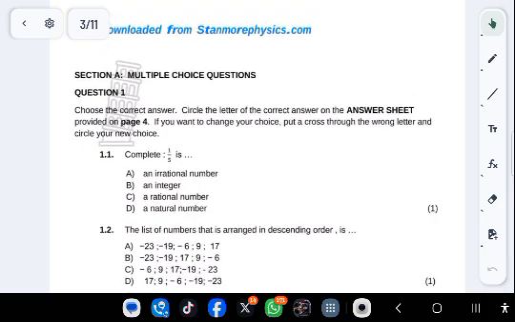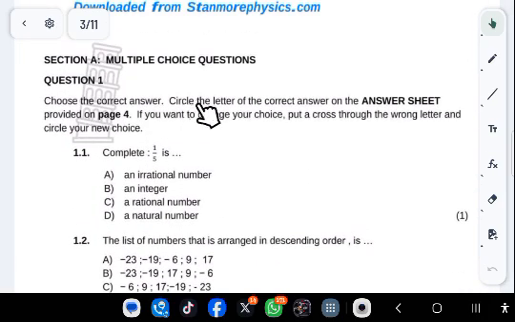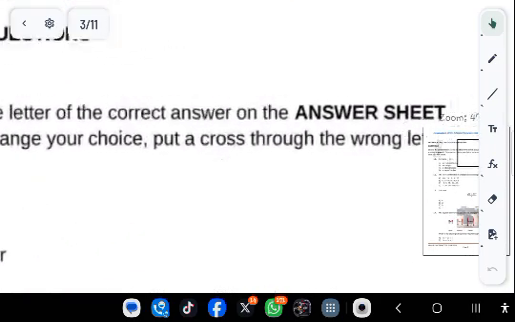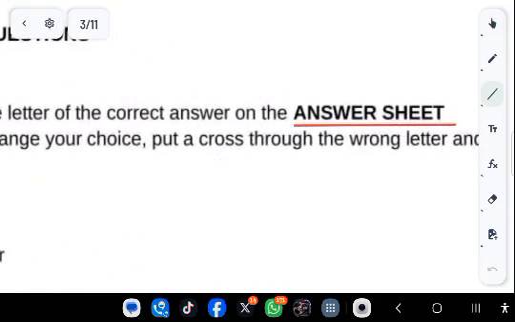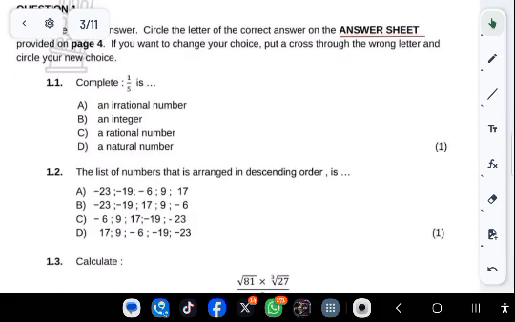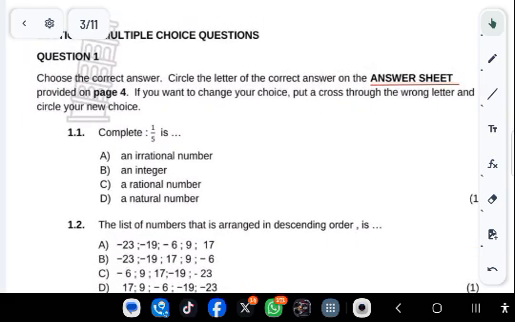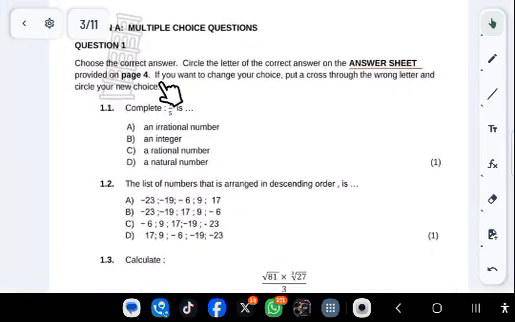Now let's start. Section A, multiple choice questions. Now choose the correct answer. Circle the letter of the correct answer on the answer sheet. On the answer sheet. Very important. That's an instruction you must make sure you maintain. We're going to answer the questions here, and then afterwards we're going to go to the answer sheet because I want to show you exactly how you answer the questions according to the instructions. If you want to change your choice, put a cross through the wrong letter and circle your new choice.